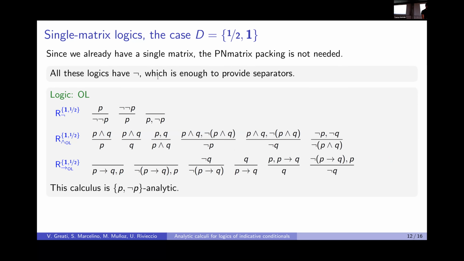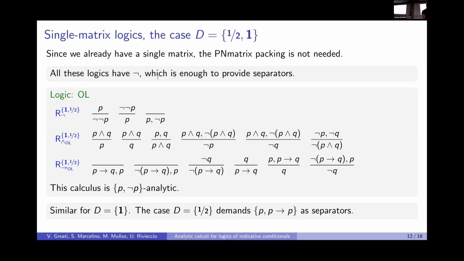If you want to axiomatize the logic OL, you just need to change the connectives for those of OL. The negation rules stay the same. And if you want to change D, for D equals 1, it's going to be similar. The discrimination is going to change. Obviously, the rules are going to change, but not drastically. And for D equals 1/2, you need to use P implies P as a separator instead of negation.